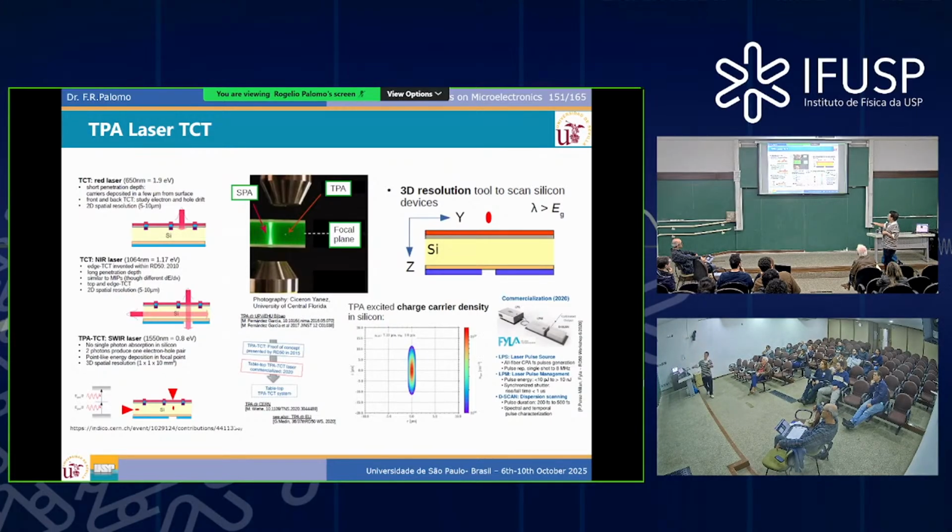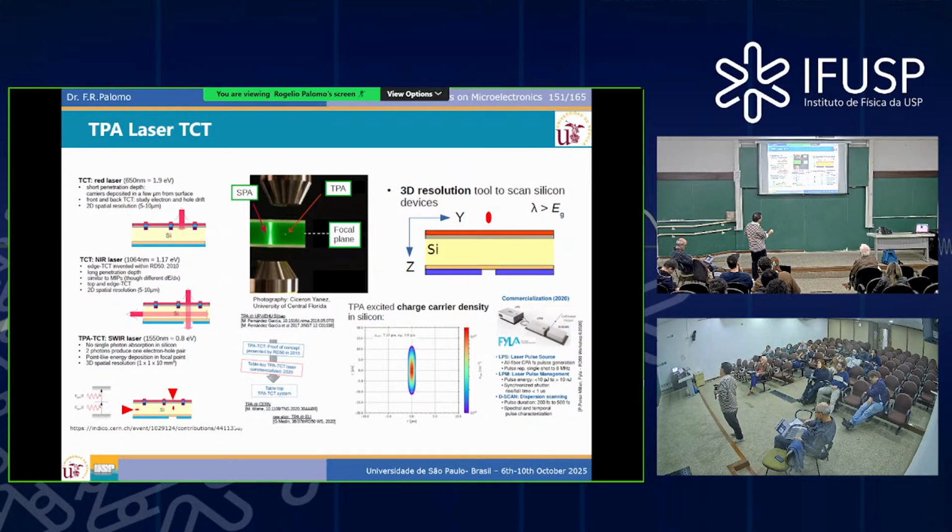A cartoon, another photograph from another dye. Okay, that's single photon absorption. You can see the Rayleigh cone because of the focusing optics using Gaussian beams, and also the TPA. That's the red laser. That's the near infrared laser, and that's the TPA-TCT shortwave infrared laser.